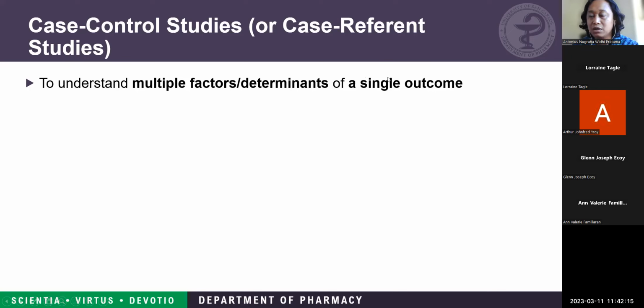So we have a single outcome, but we want to understand whether multiple factors or multiple determinants contribute, or can be said to be the possible cause of a single outcome. This is different from cohort studies. In cohort studies, we have a single factor to observe multiple outcomes. Okay, so that's the difference.